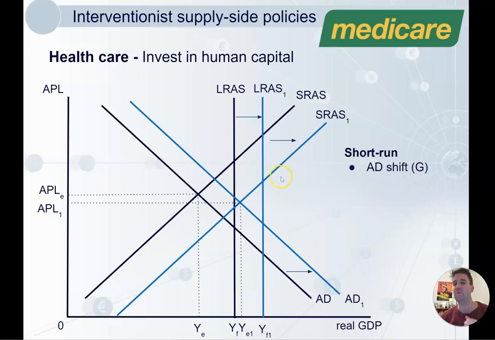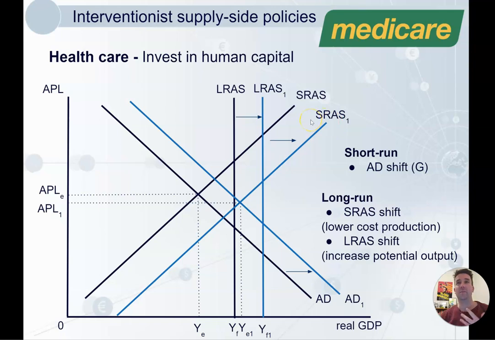It's a little confusing that as a result of these policies the SRAS shifts, but only in the long run. The best way to think about it is that it shifts LRAS, and anytime LRAS shifts, so does the short run aggregate supply. Again, we're increasing potential output, we're making higher quality resources because people are healthier. You could also argue it increases the quantity of resources because it can help keep people alive. And same deal as before, you get a more efficient workforce, you get a lower cost of production.